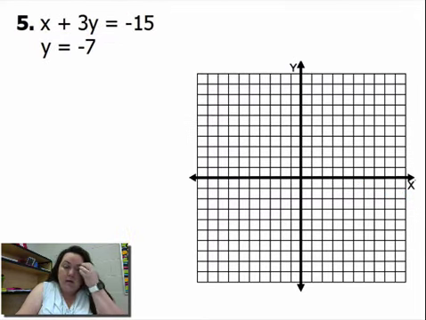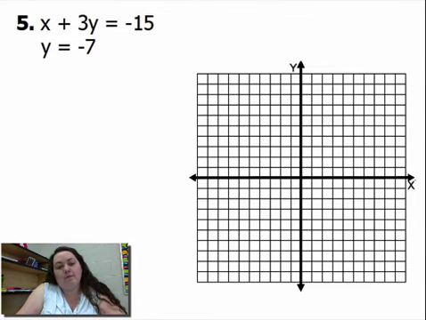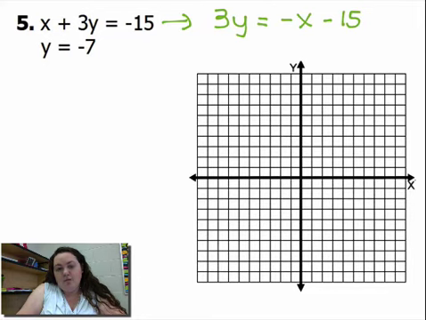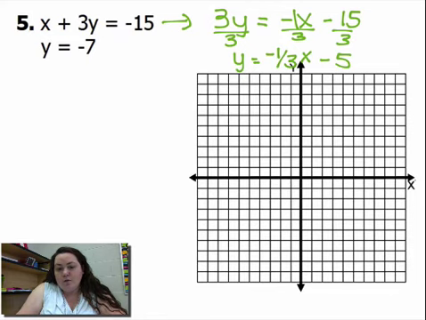All right, this one, x plus 3y equals negative 15, and y equals negative 7. So I need to get the first equation in slope-intercept form by subtracting x and then dividing everything by 3. So I get y equals negative 1/3 x minus 5. So I'm going to go down to 5 on the y-intercept, then I'm going to go down 1 over 3, draw my line.